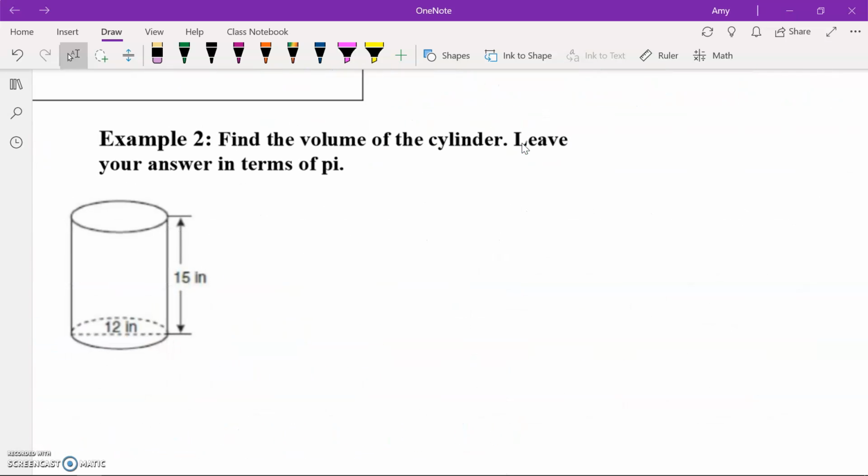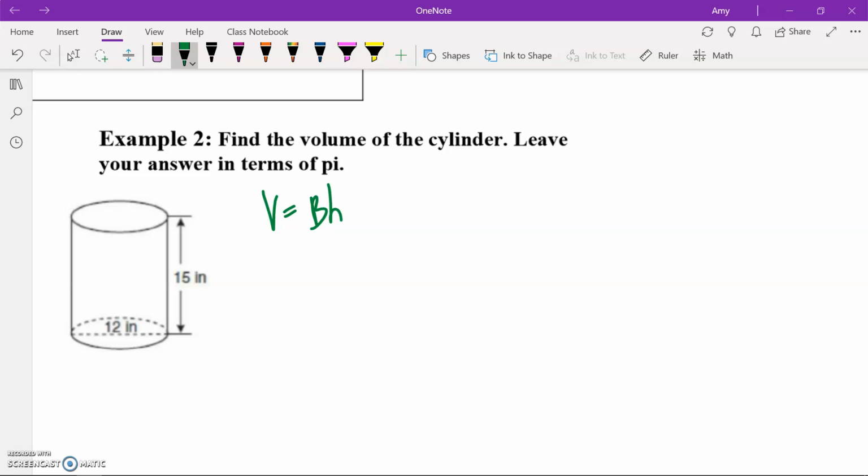So now we have the volume of a cylinder. Once again, we know that volume is area of the base times the height. And they do ask us to leave our answers in terms of pi. So like we did with sector area and arc length, we will not be multiplying by pi as we do our calculations, and we'll leave it like we would leave an x when we're combining like terms.